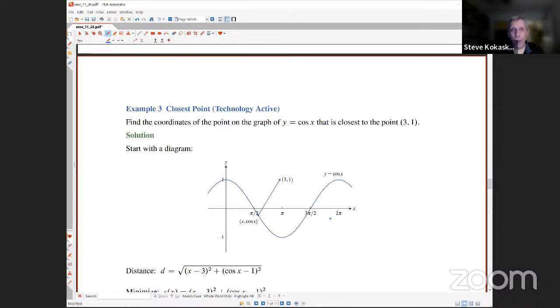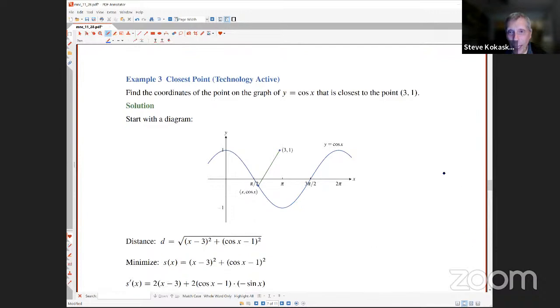So I'm going to start with a diagram. I've got a graph in here of y equals the cosine of x. That's in blue. Here's my point (3, 1). And I've drawn a line segment from the point (3, 1) to an arbitrary point on the graph of cosine of x. And that point I'll call (x, cosine x). And what I need to do is to take a look at the length of that line segment right there and make that length as small as possible.